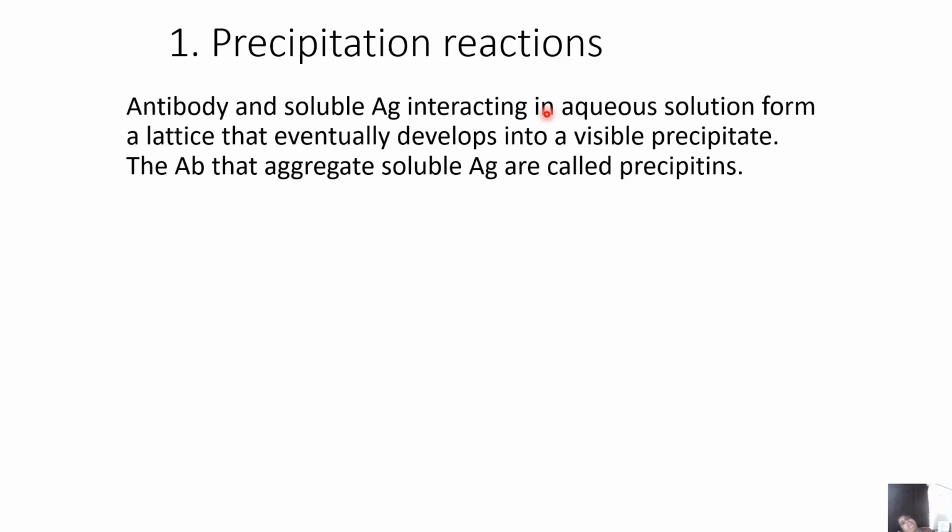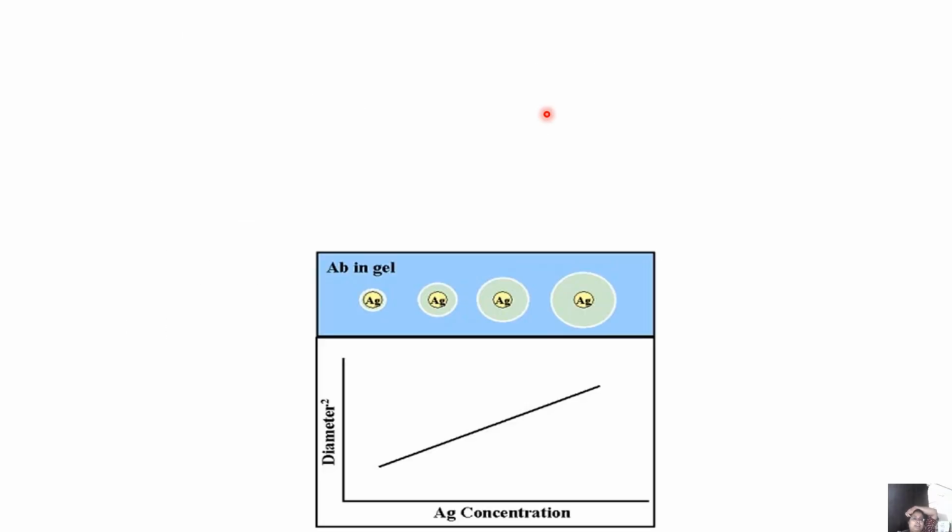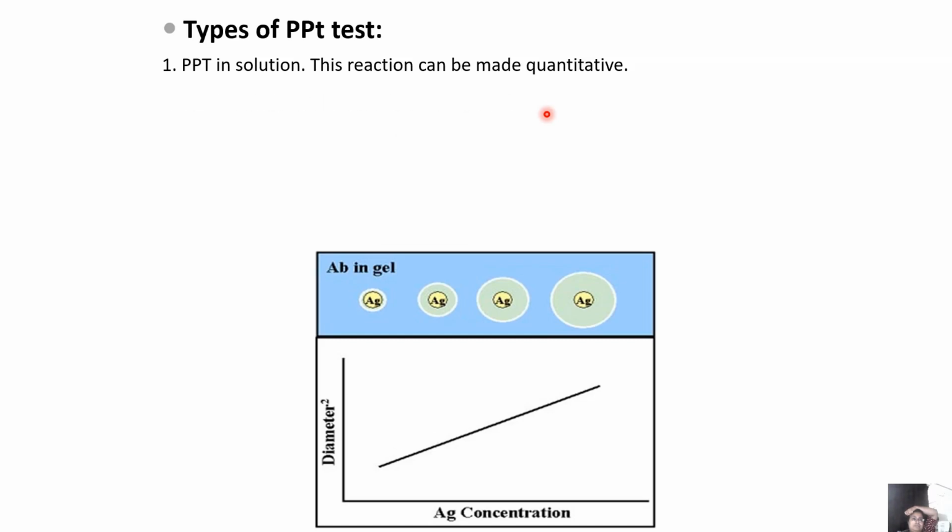Now, antibody and soluble antigen interacting in aqueous solution form a lattice that eventually develops into a visible precipitate. So the antibodies that aggregate soluble antigen are called precipitins. Precipitation depends on the antibody being bivalent, and a precipitate will not develop with a monovalent Fab fragment. The antigen must be either bivalent or polyvalent.